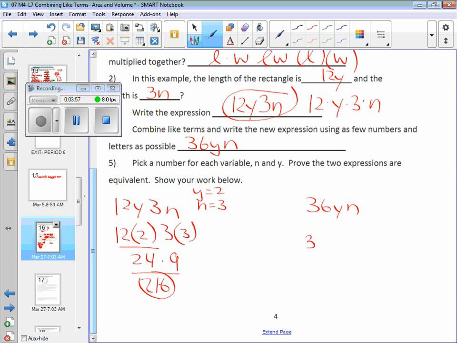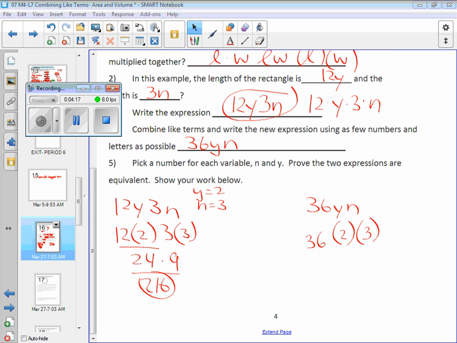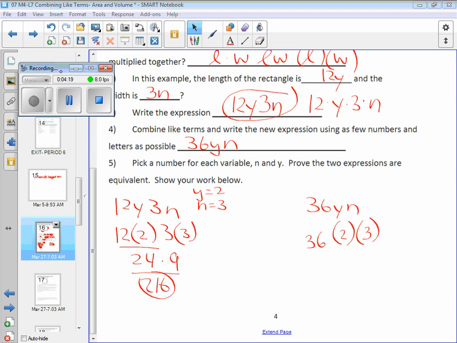So now you have 36 times 2 times 3. I'm just giving it to you at random. I have to tell you those values. Okay? All right, so do the multiplication and see if you get 216. Did you do the math on 36 times 2 times 3? Should have got 216, correct?